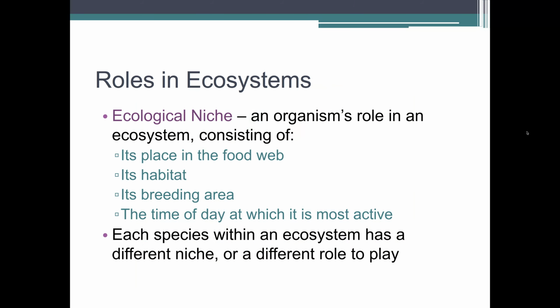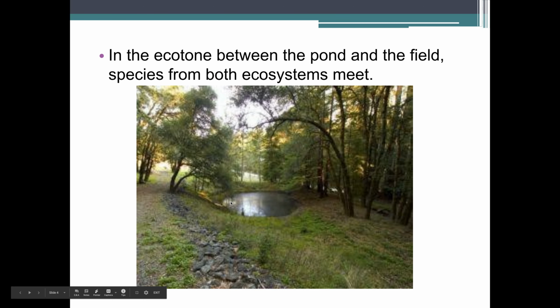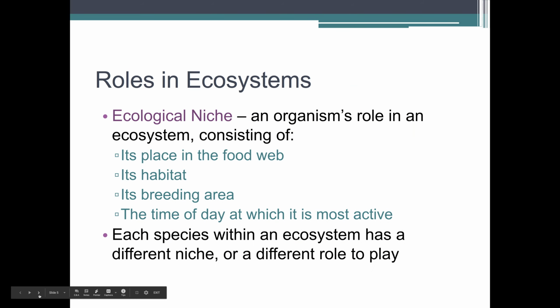And so that's just a simple example: the pond is its own ecosystem. It has different things living in it. Okay, and then the field and the area around it, they're meeting there, they're using the water to survive and so on. And so that would be the ecotone, the space between.